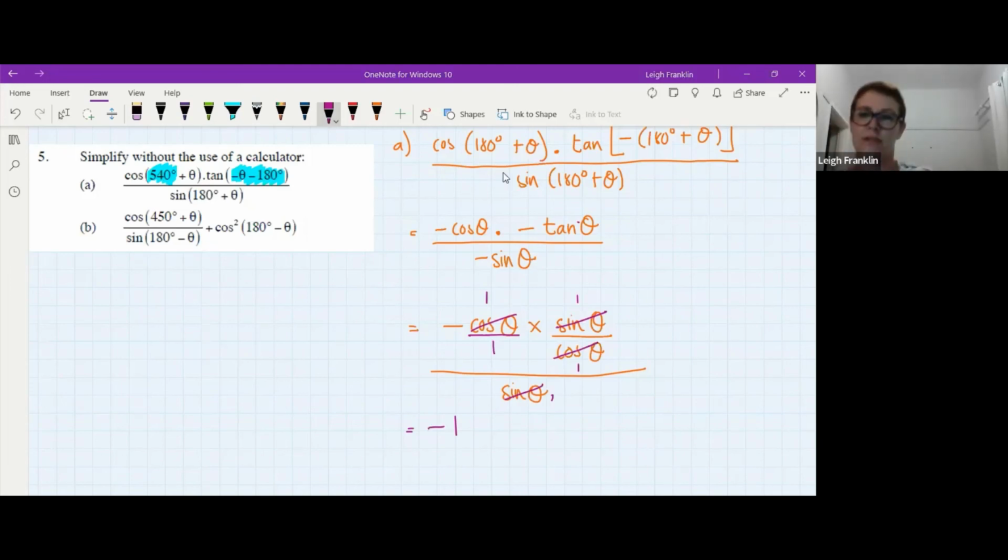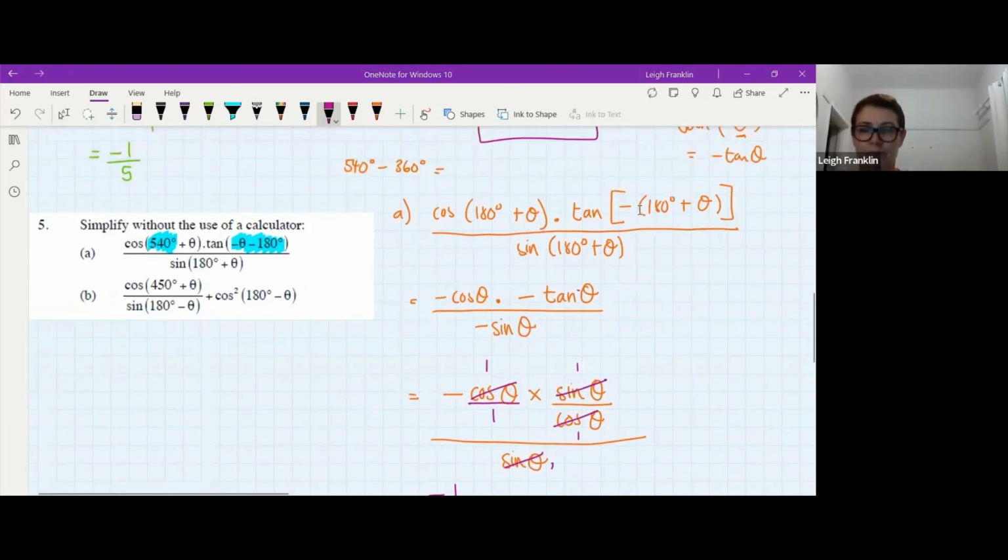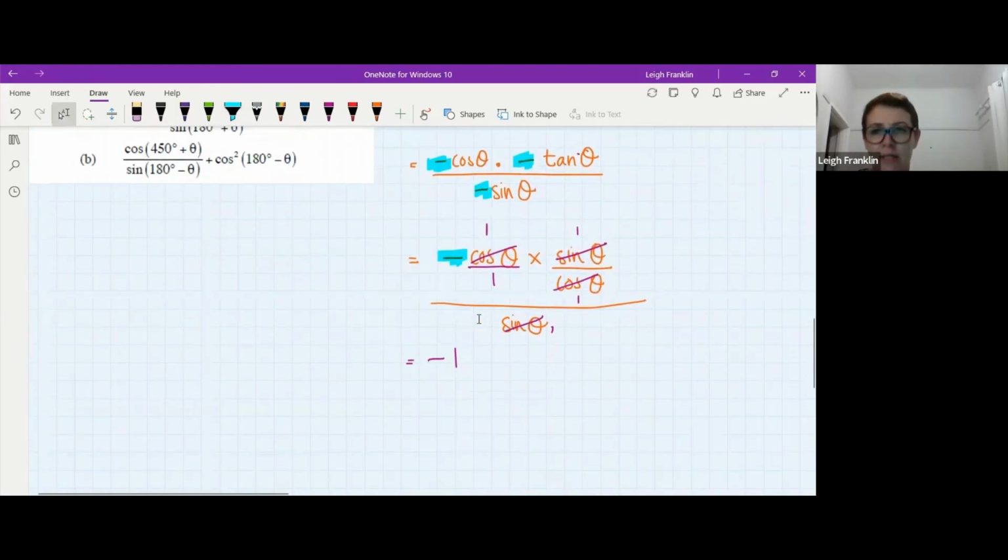Ma'am, what happened to the negative after minus tan theta? Okay, so what happened here is I said that a negative times a negative divided by a negative is a negative. Oh, okay. Yes. So I just simplified because I'm going to end up with one term as my answer. That's why I simplified my signs.